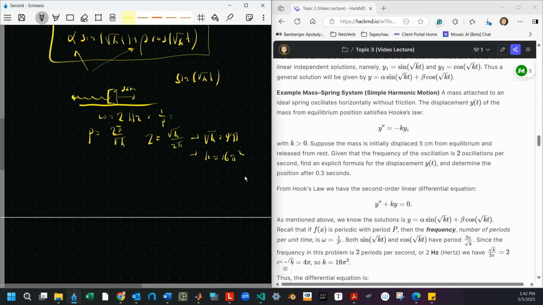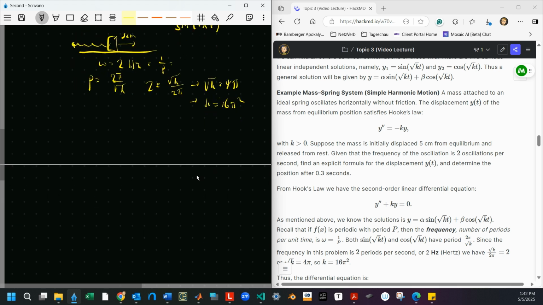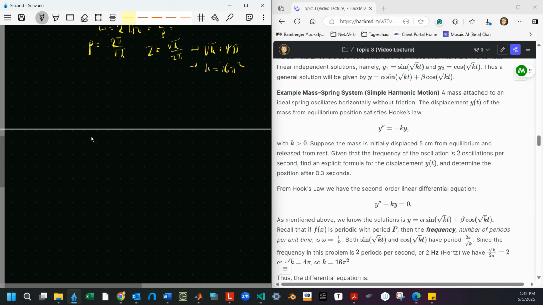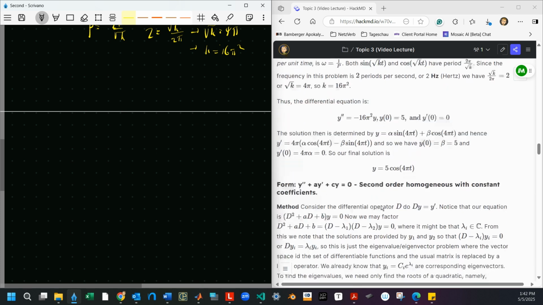All right, so that's our k, and then we just have to find alpha and beta. This one's pretty straightforward. Here's our final system, right? y double prime is minus 16 pi squared y, y of 0 equals 5.